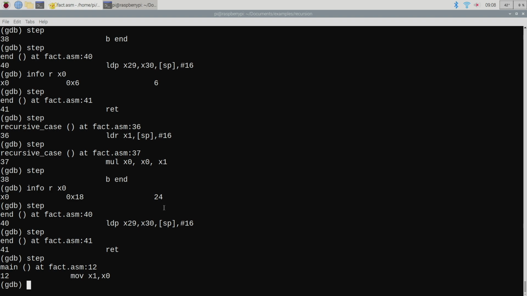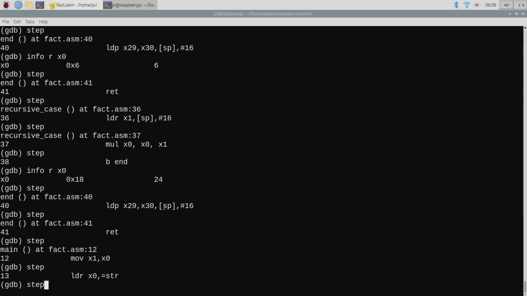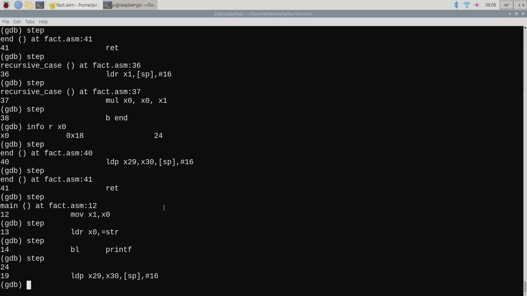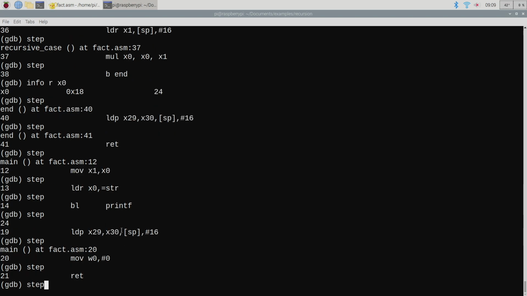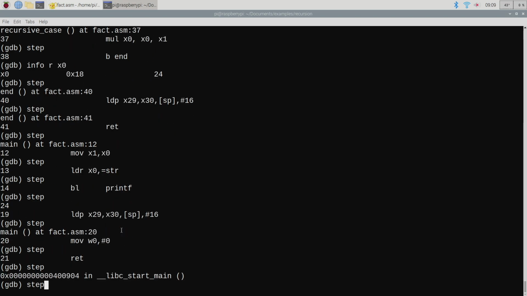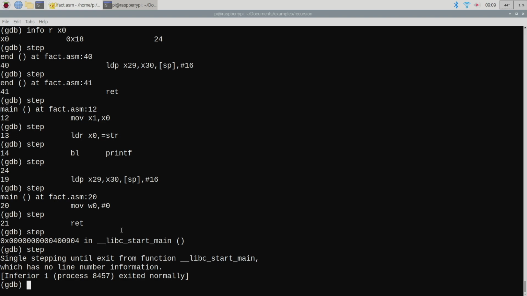Right? So we just popped back to the main routine. We took the number 24, we copied it over to X1. We're about to load the address of the format string. We're going to branch to printf. We're going to load our thing off. It printed the number 24. That's right there. Okay. Load 0 to hand back to the operating system. Return to the operating system, and that's it. We're done. Okay. So that's how recursion really works.